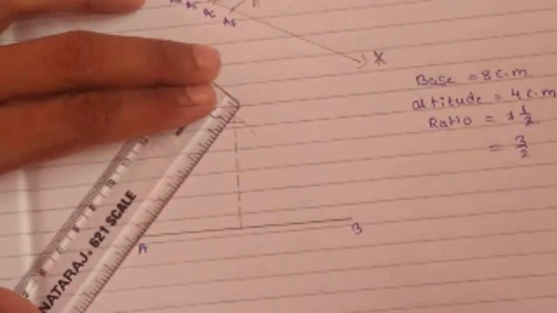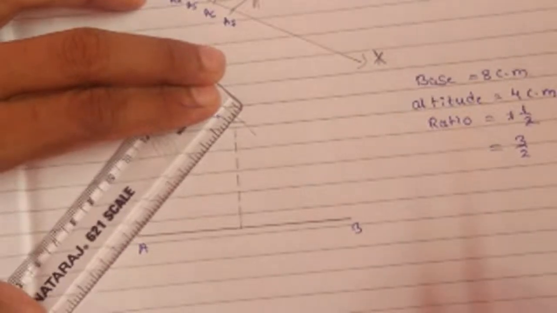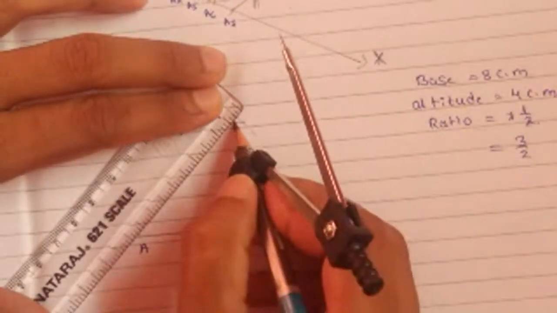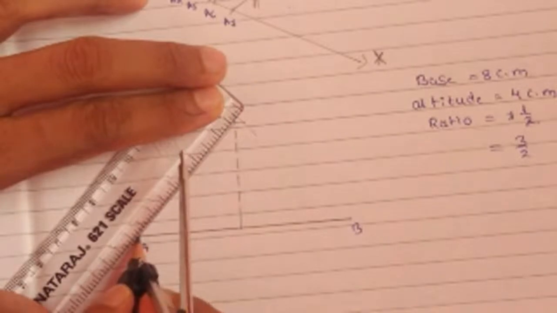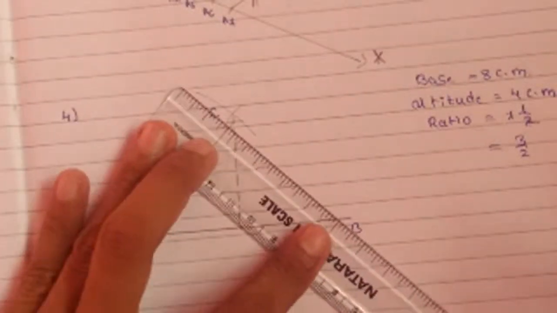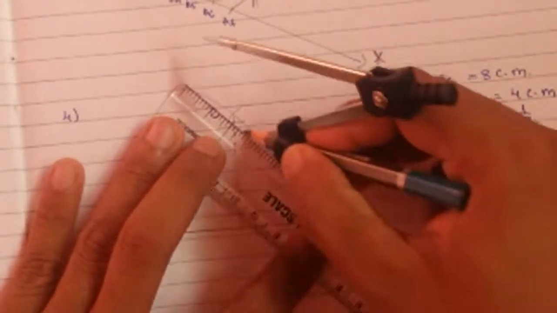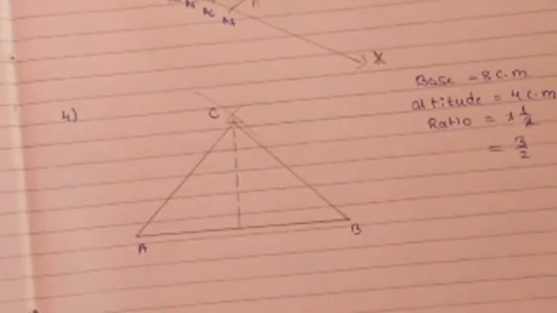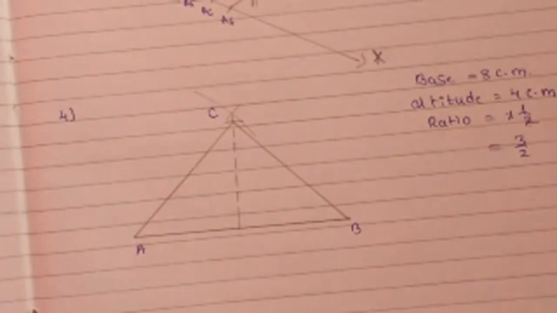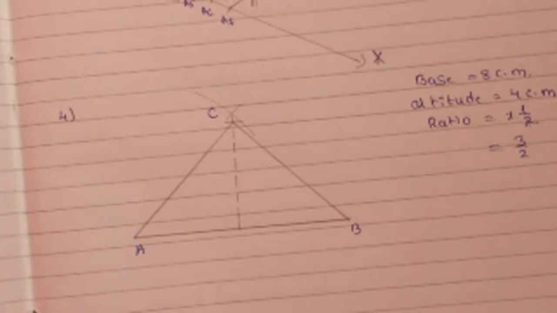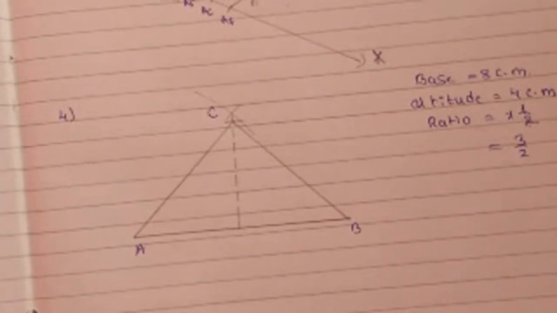Now I have to join this point C and A. Then similarly we have to join point C and B. Okay, now an isosceles triangle is constructed with the help of base 8 centimeter and altitude 4 centimeter. Next step is same.